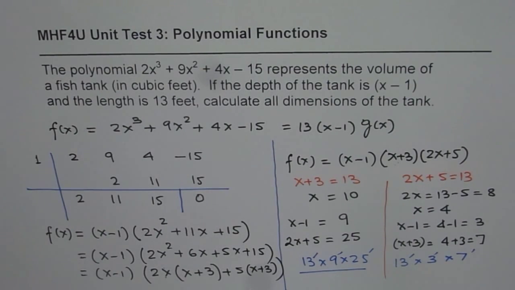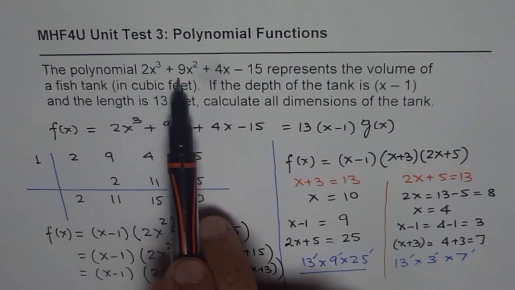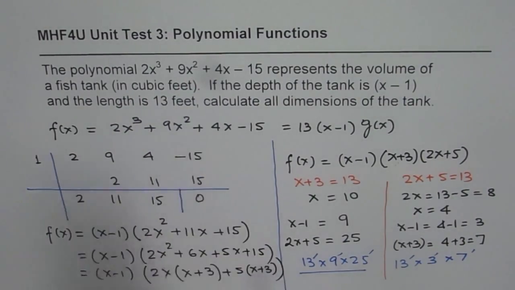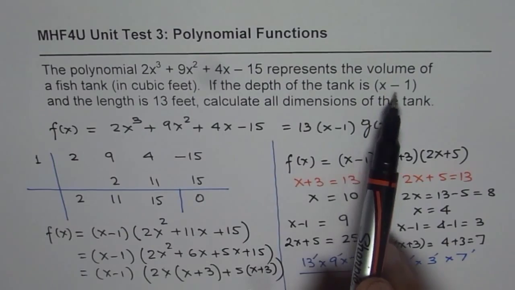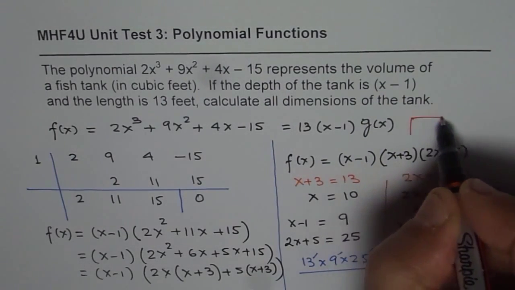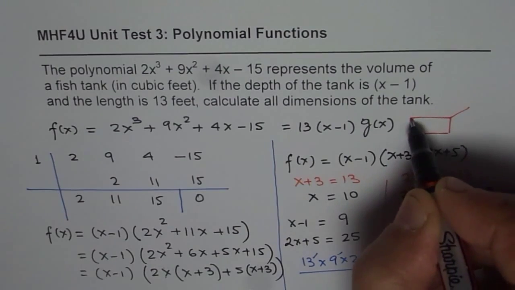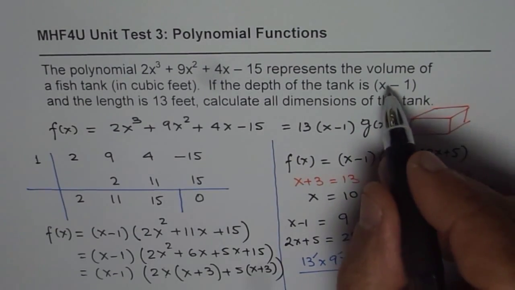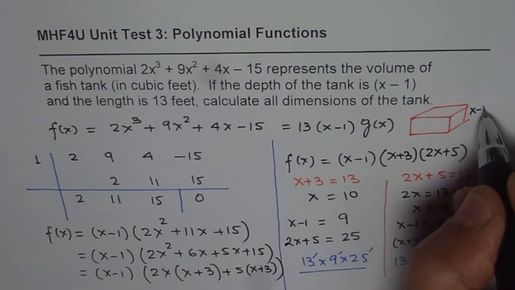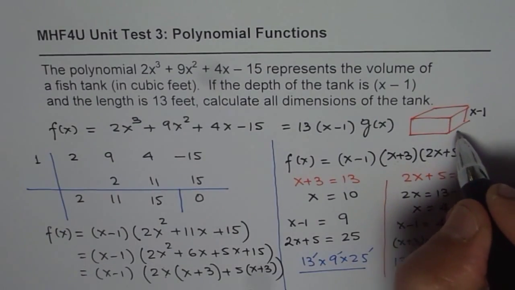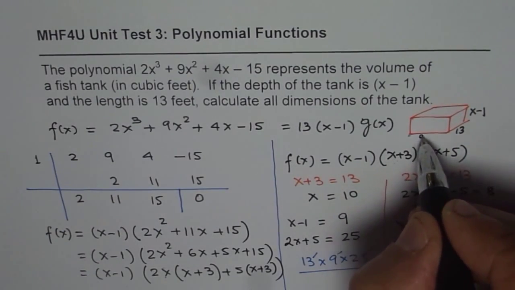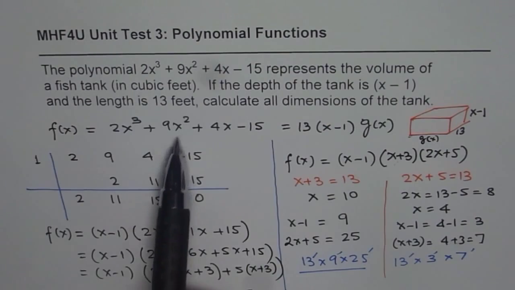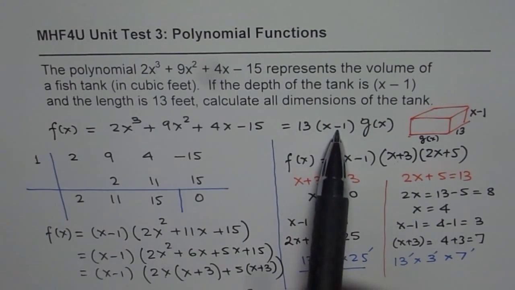Let's have a look at this. What we are given here is a polynomial which represents the volume of a fish tank. Volume is length times width times height. The depth of the tank is given to us as x minus 1. So let's have a tank here, and let us say this is x minus 1. And the length is 13. We are saying let this be g of x, the width. So this function is equal to 13 times x minus 1 times g of x.